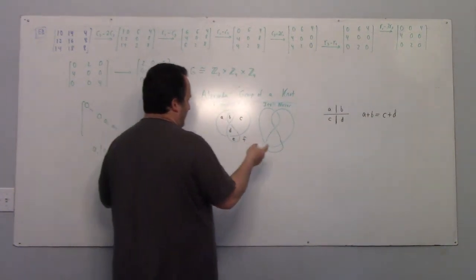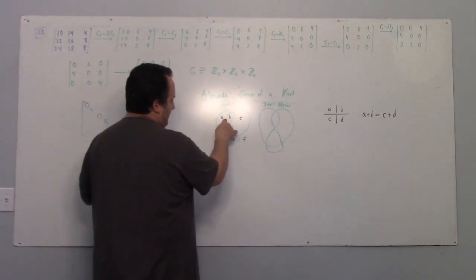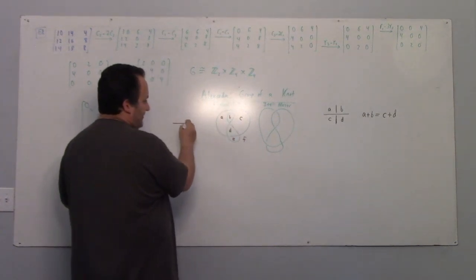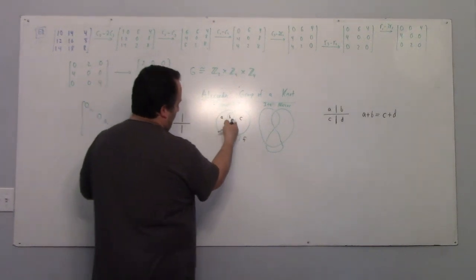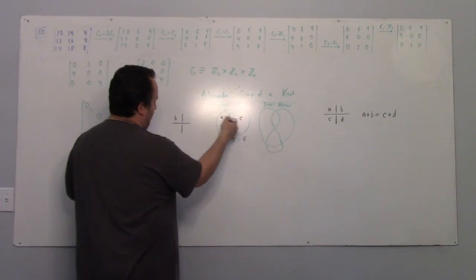So let's try to put it into practice here. If I take this A, B, C, D thing and draw it over here, sort of straightened out, all right? So I'm going to put B here, C is here.